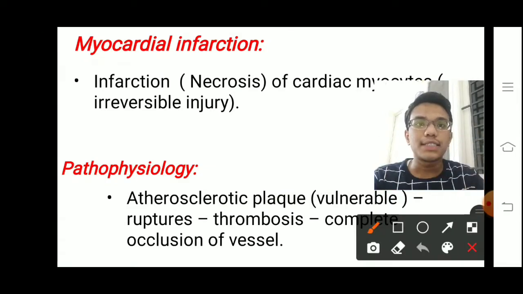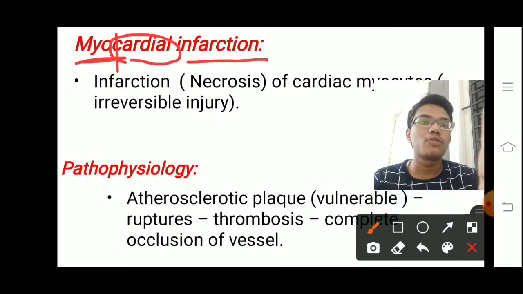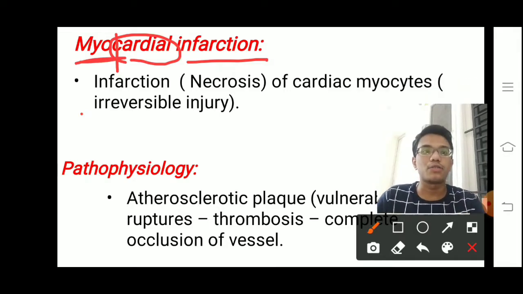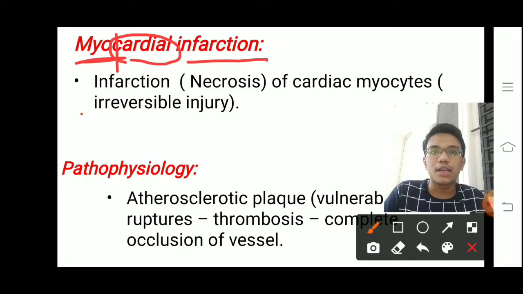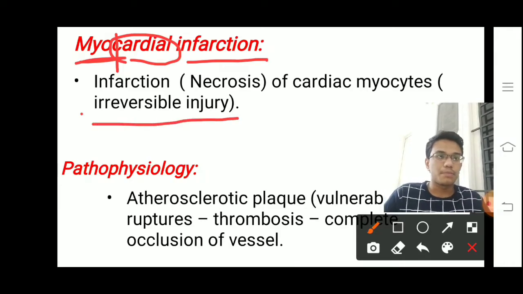So just split the name here. This is first myo, the next is cardial, and the third one is infarction. Myo means muscle, cardiac means heart, the cardiac myocytes, and infarction means, in short, infarction of the cardiac myocytes. And now you should know that infarction means there is cell death, necrosis of the cardiac myocytes, and it is a totally irreversible injury. Keep it in mind. What do you mean by irreversible injury?